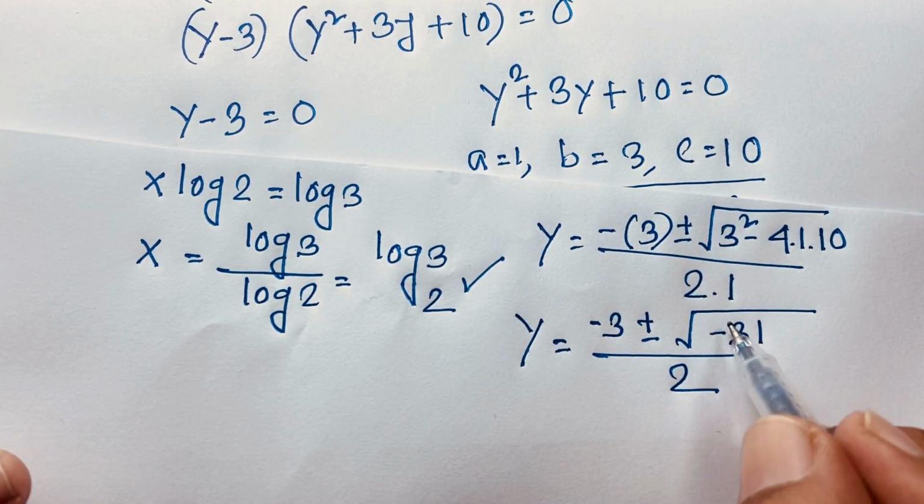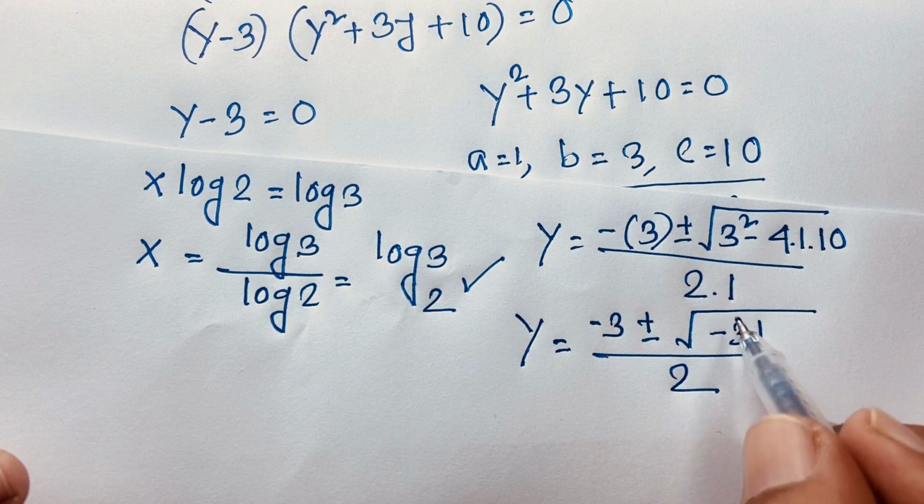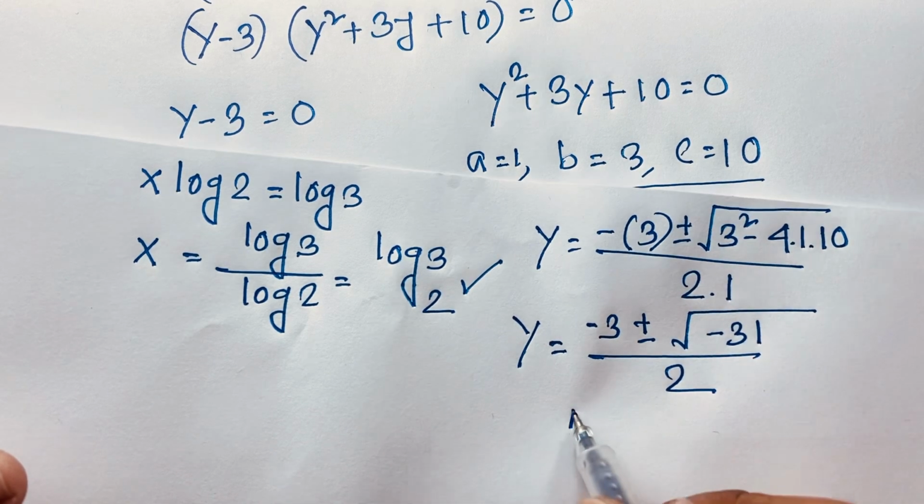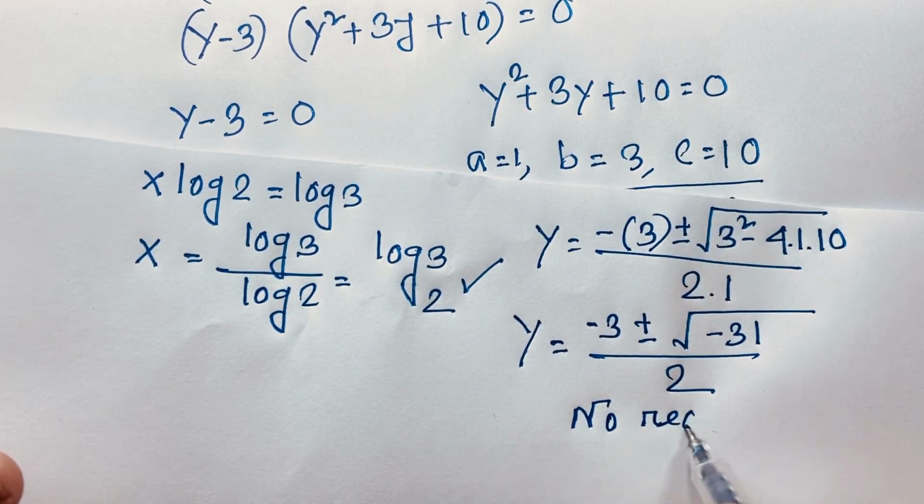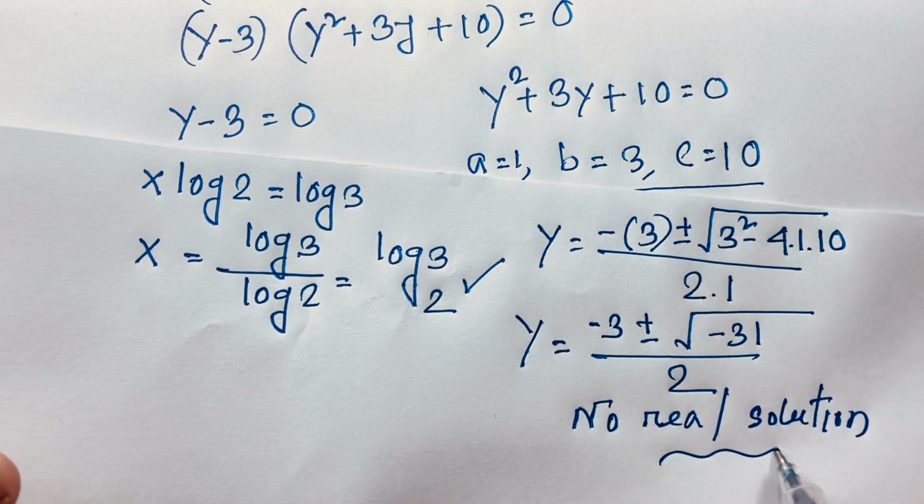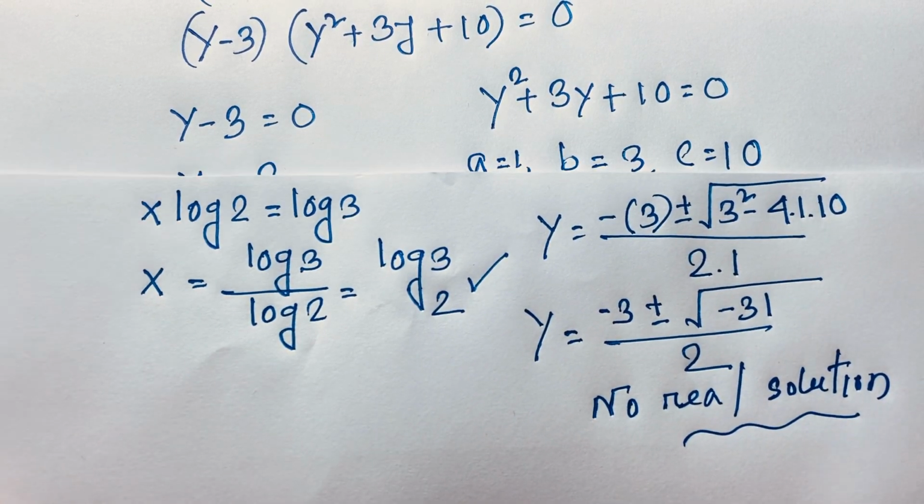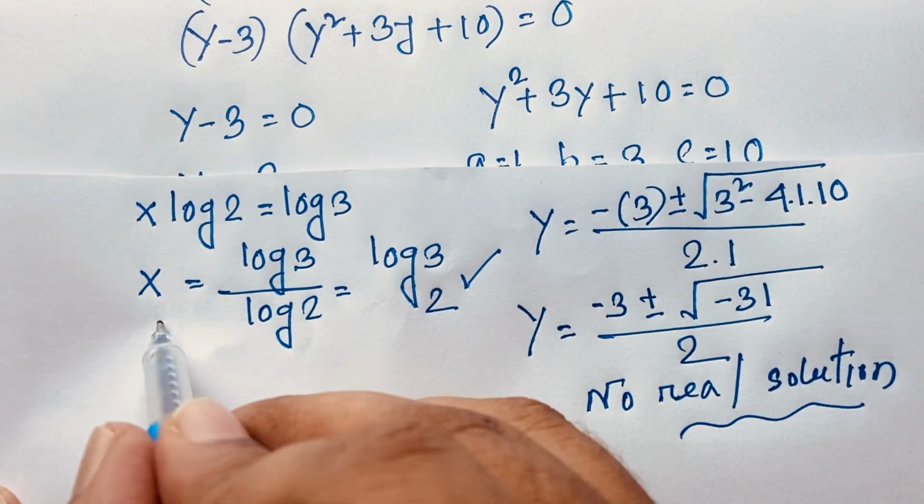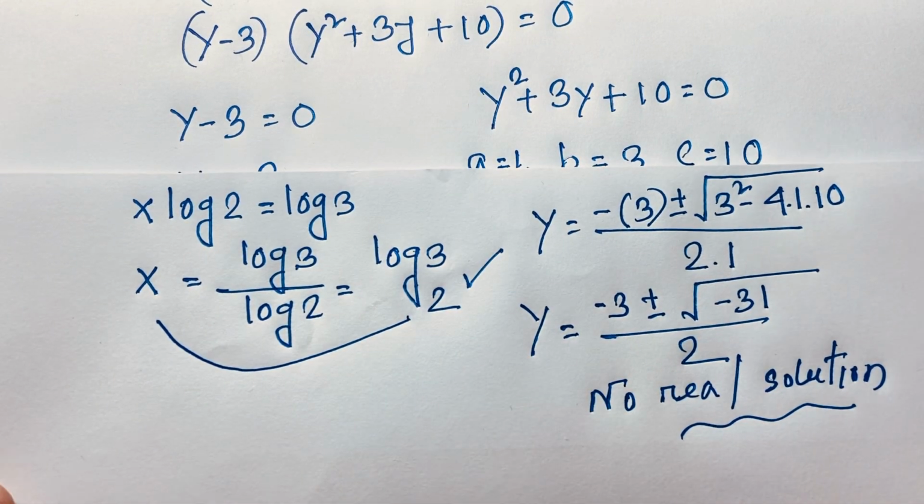Because the square root of minus 31 will be square root 31i. So no real solution, no real solution. We need a real solution. It is a complex number. So here we find our real solution: x is equal to log 3 base 2.